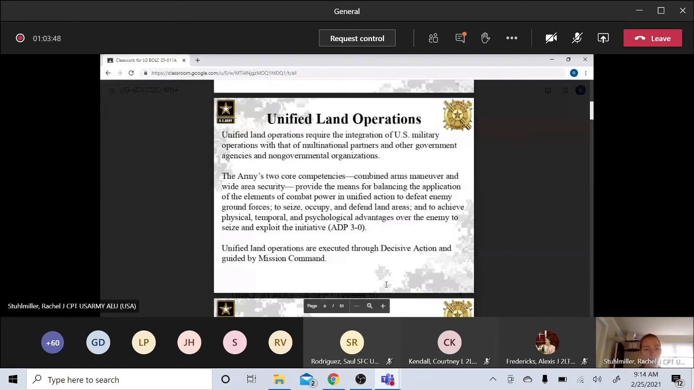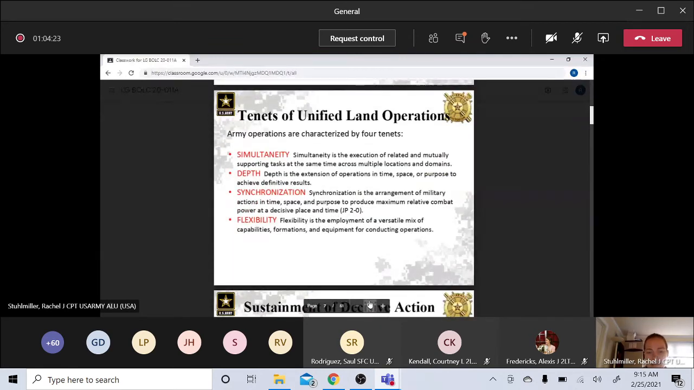So yes, are unified land operations executed through decisive action and guided by mission command? Yes. Is unified land operations the piece of the pie that the Army provides, the Army's contribution to joint operations? Yes. But at the end of the day, we have two core competencies that we're responsible for: combined arms maneuver and wide area security, okay?